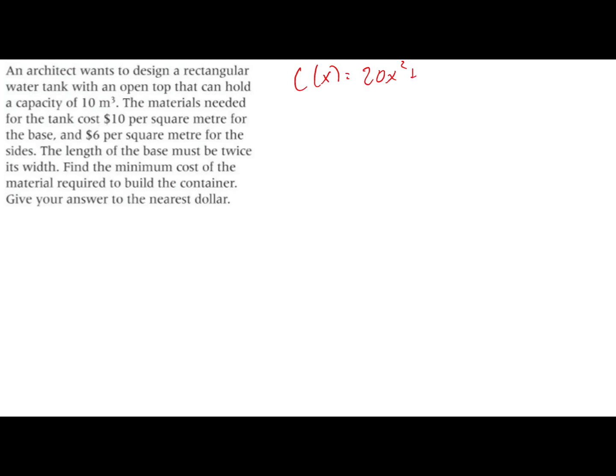Well, I don't even remember what that was. 36 times 5, I think, was on the top, which was 180. Let me double check that. Yep. 180 over x, which means that c prime of x is going to be equal to 40x squared minus 180 over x squared. To optimize, we're going to turn that into a 0 on the c prime side and solve.